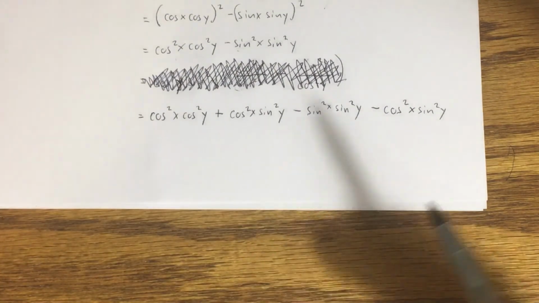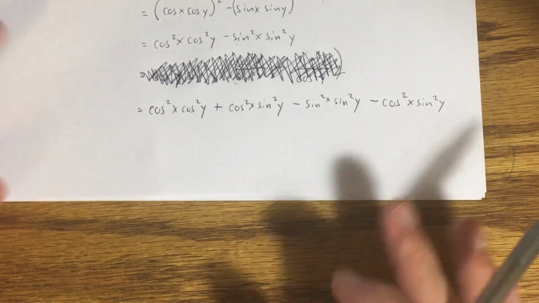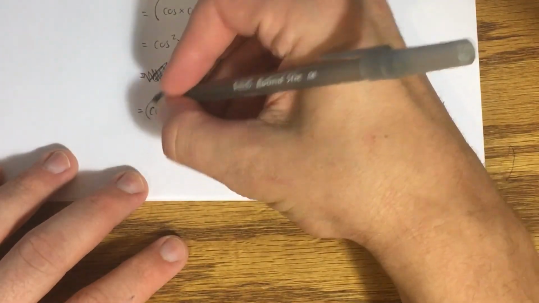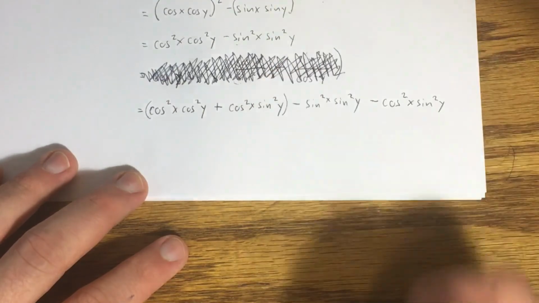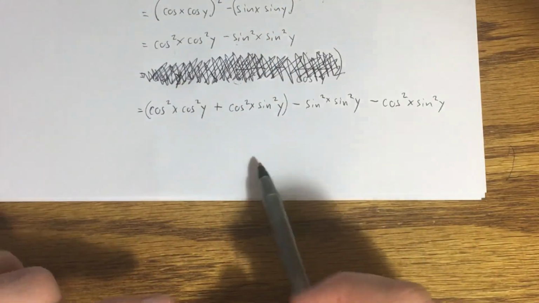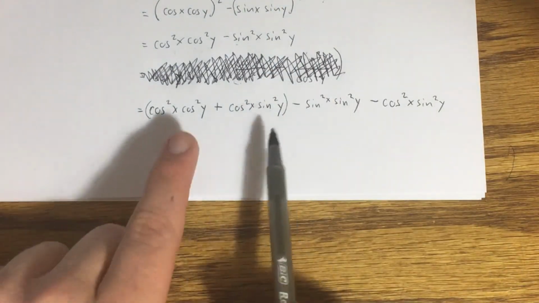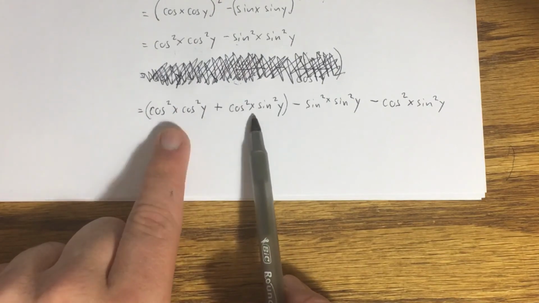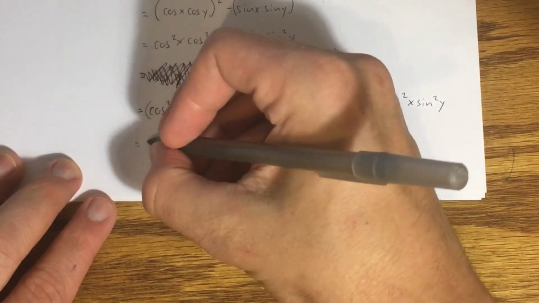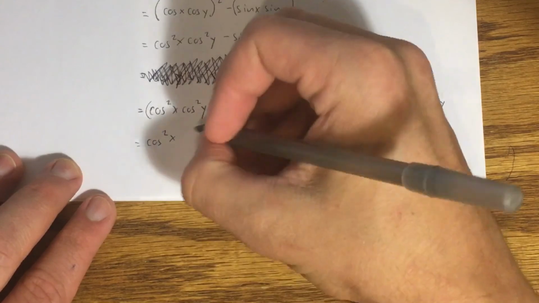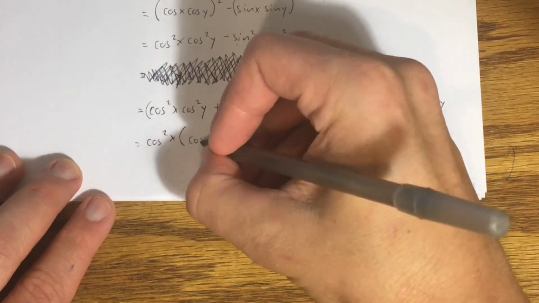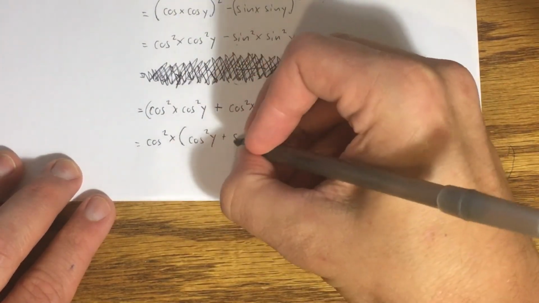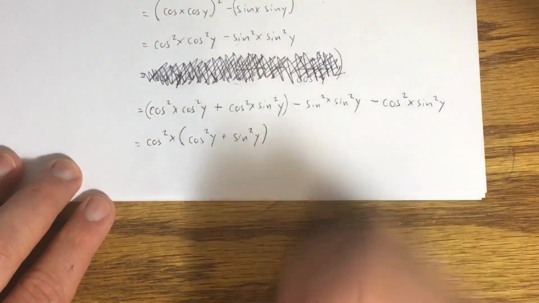And at this point, you're obviously asking, why would you do that? That's way more complicated looking. The reason for that is because now I can group up these first two terms and these second two terms and factor something out. Notice that both of these have a cosine squared of x in common. So that gives me cosine squared of x. And what's left? Cosine squared of y plus sine squared of y.